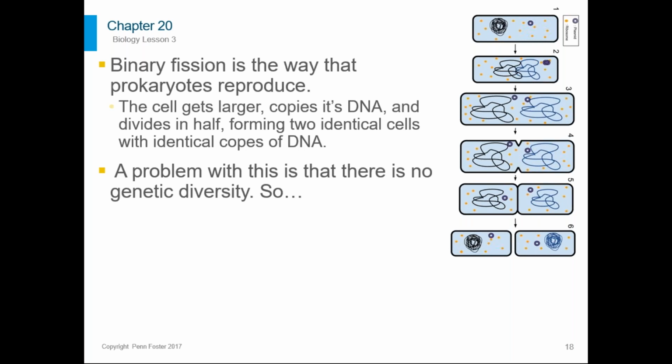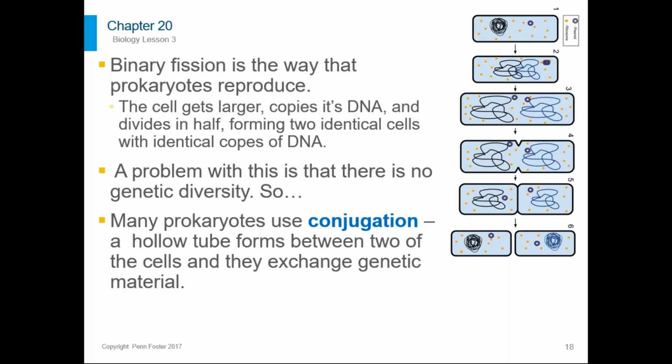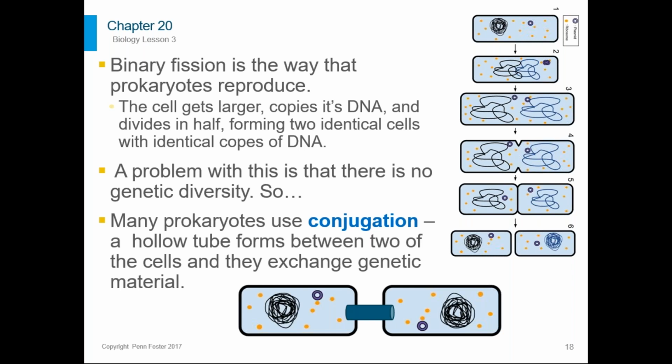Now, a problem with this is that there's no genetic diversity. So many prokaryotes have to figure out a way to make that happen. So they use what's called conjugation. Conjugation is just a hollow tube that forms between two of the cells, and they exchange genetic material between them. This allows the bacteria to share genetic information with other bacteria of the same species nearby.